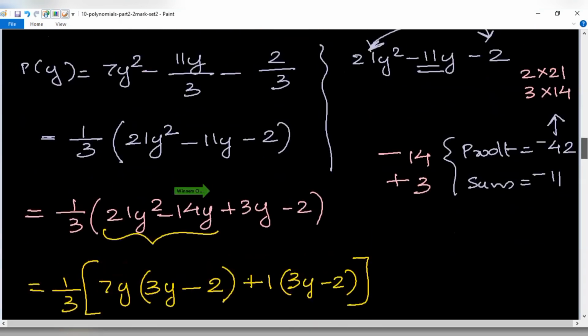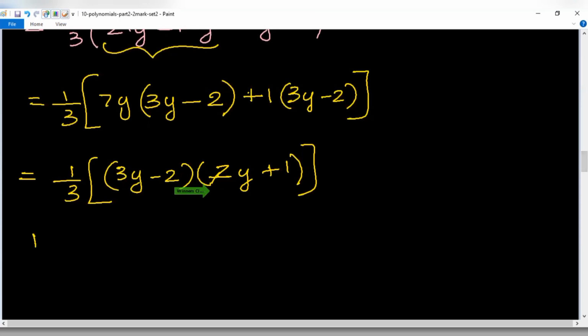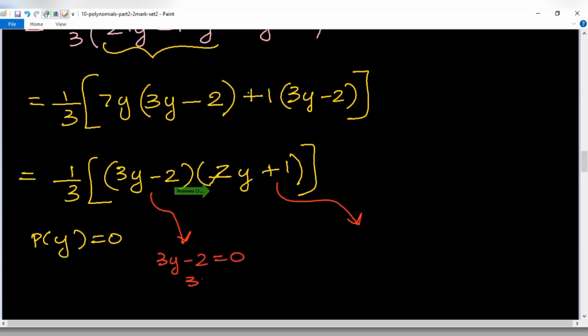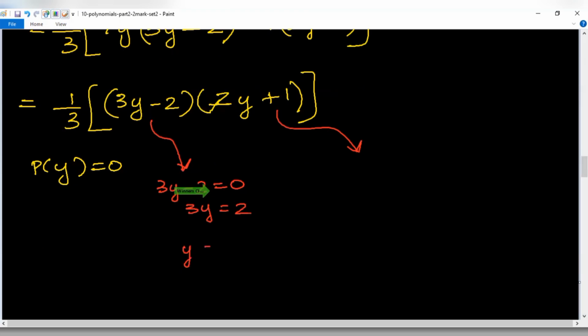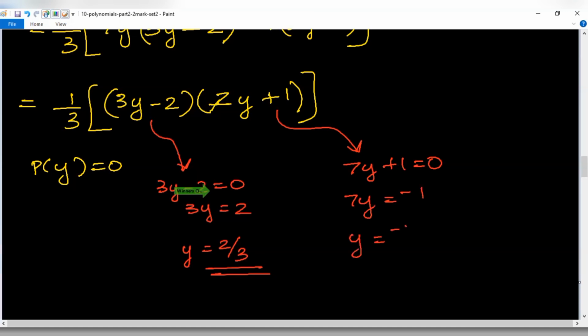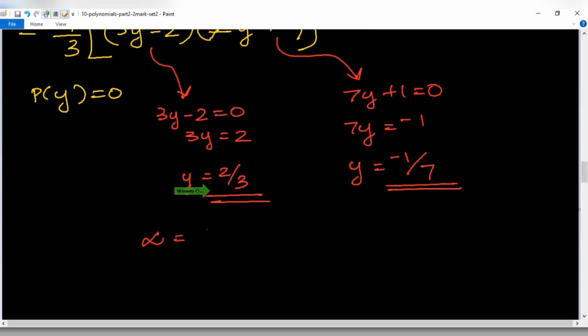Now we have to find the zeros. To get the zeros, we have to put p of y equal to 0, and that happens when 3y minus 2 equal to 0 or 7y plus 1 equal to 0. When 3y minus 2 equal to 0, 3y equals 2 or y equals 2 by 3. So this is one zero of the polynomial. And when 7y plus 1 equal to 0, then 7y equals minus 1 and y equal to minus 1 by 7. So these two are the zeros. So let us take alpha as 2 by 3, then beta as minus 1 by 7.